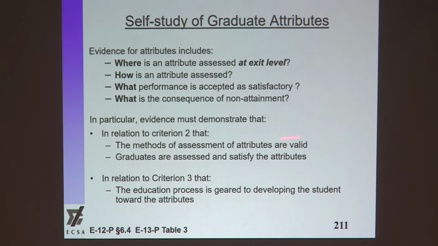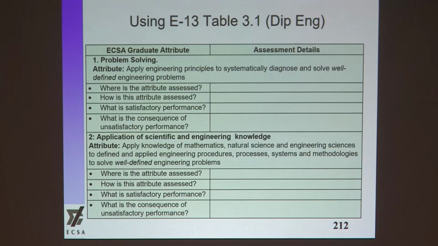The methods of assessment must be valid, and this is what the assessing team will look at. Is that valid? Does it demonstrate or not demonstrate? That's what they want to see. And in relation to criterion 3, is the education geared up to develop this? Here's this table I was talking about, and you need this for every GA.